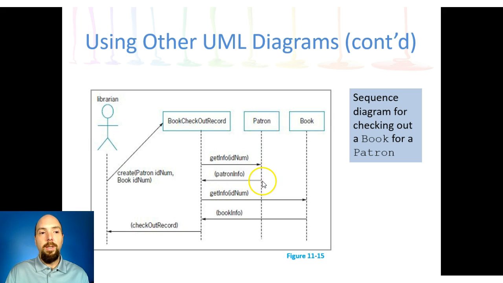All right, so the patron has to do something. So we ask them, what's your ID number? All right, so the patron passes back info ID number. And then we keep working our way down. And then we're going to say get info ID. So we're going to get information about the book now. Then we're going to go down and we return that information about the book, and then we work our way down and go back over to the librarian, and now we have a checkout record.